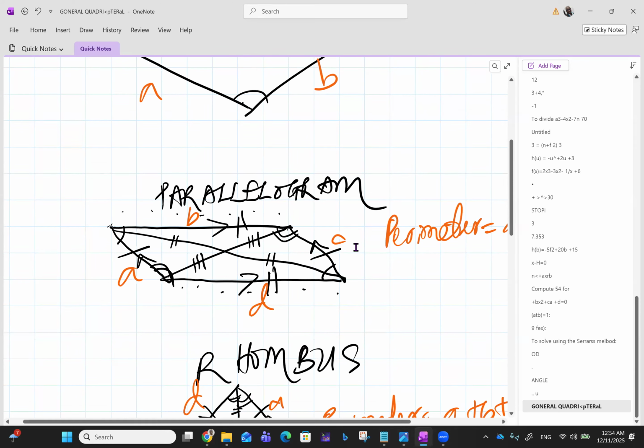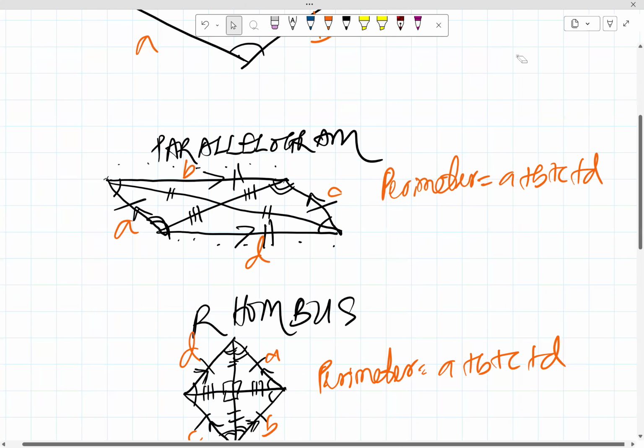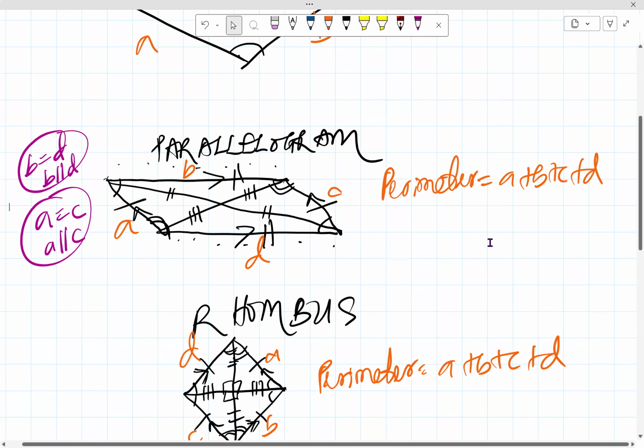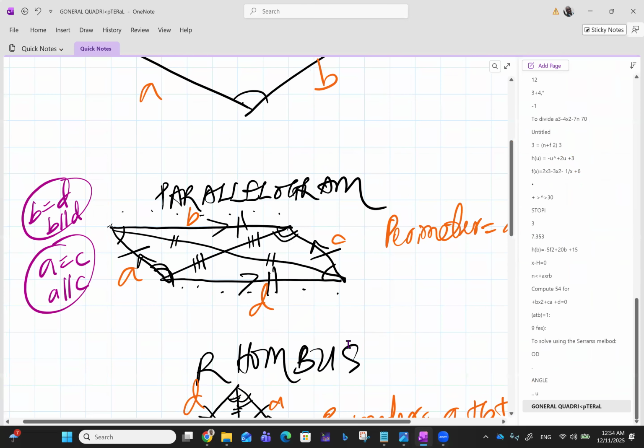So for a parallelogram now, we are saying that side A is equal to side C, and side A is parallel to side C. Given B is equal to D, and B is parallel to D also. Then we know that the angle between AB is equal to the angle between CD. The angle between BC is equal to the angle between AD, like that. Okay. So we have that.